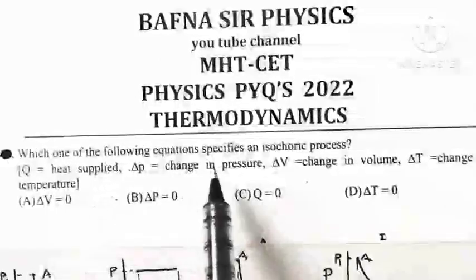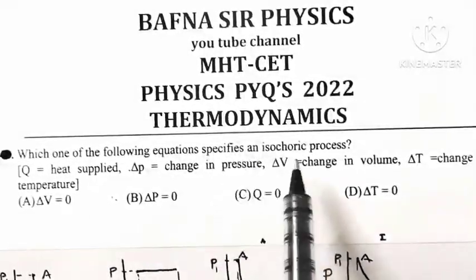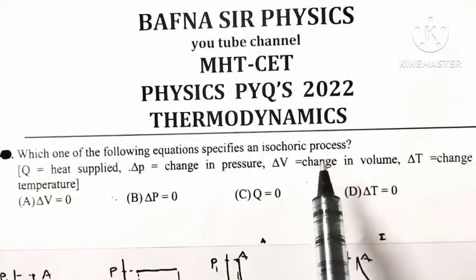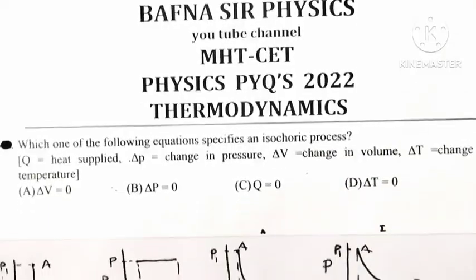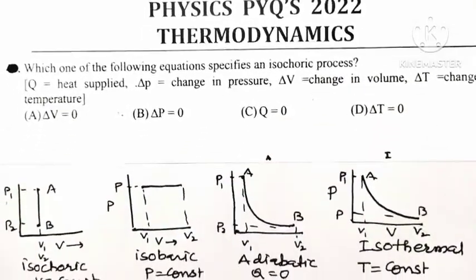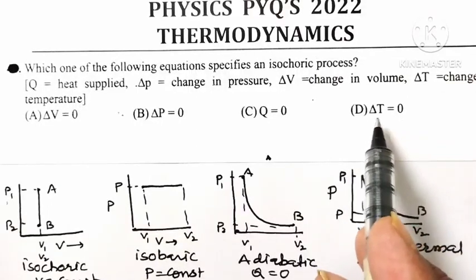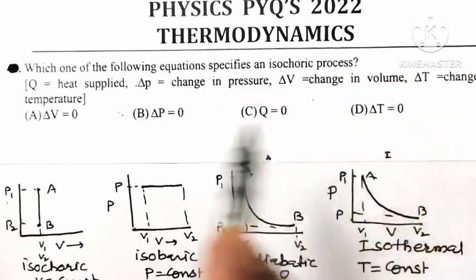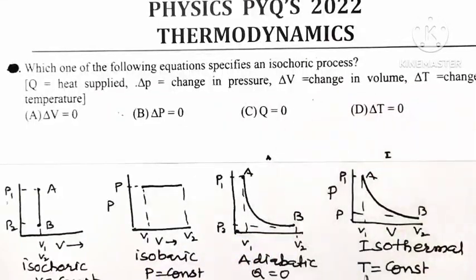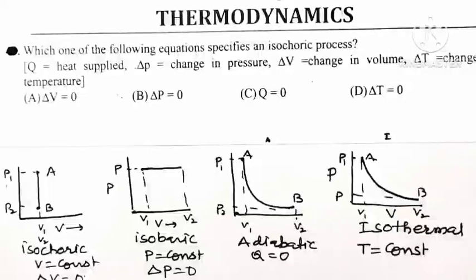Which one of the following equations specifies an isochoric process? So we were given some equations, one by one we will see. Delta T equal to 0 means change in temperature is 0, where what does delta T represent? Change in temperature. We know that for an isothermal process, temperature remains constant. As temperature remains constant, delta T must be equal to 0.